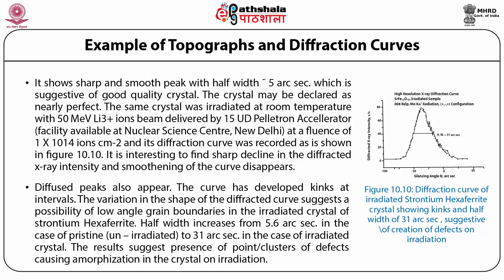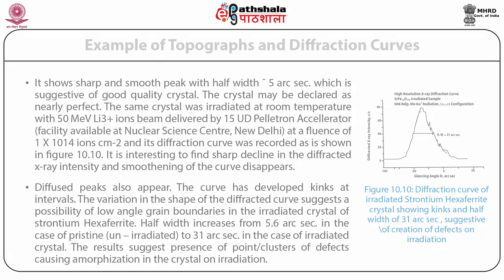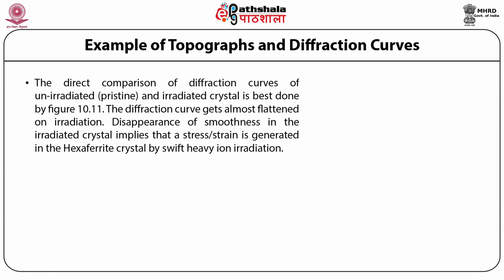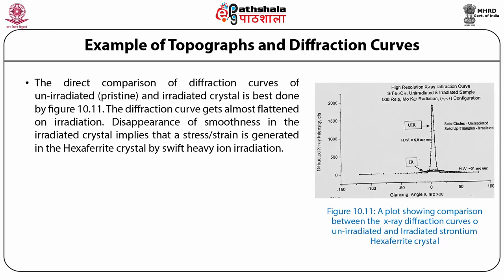Figure 10.10 shows the diffraction curve of irradiated strontium hexaferrite crystal showing kinks and half width of 31 arc second, suggestive of creation of defects on irradiation. The direct comparison of diffraction curves of unirradiated, that is pristine, and irradiated crystal is best done by figure 10.11. The diffraction curve gets almost flattened on irradiation.